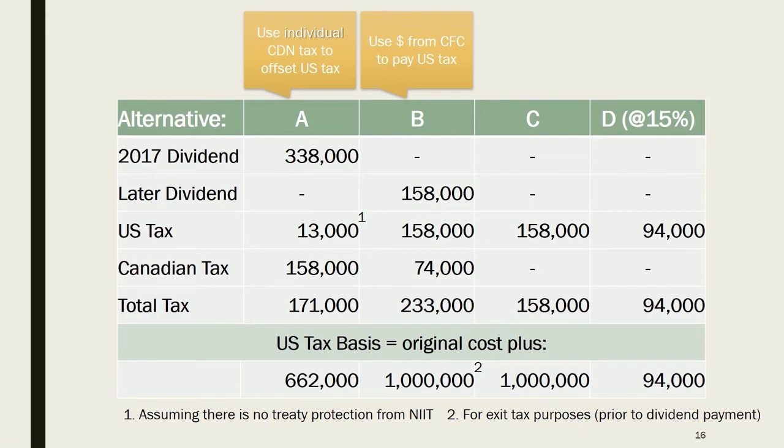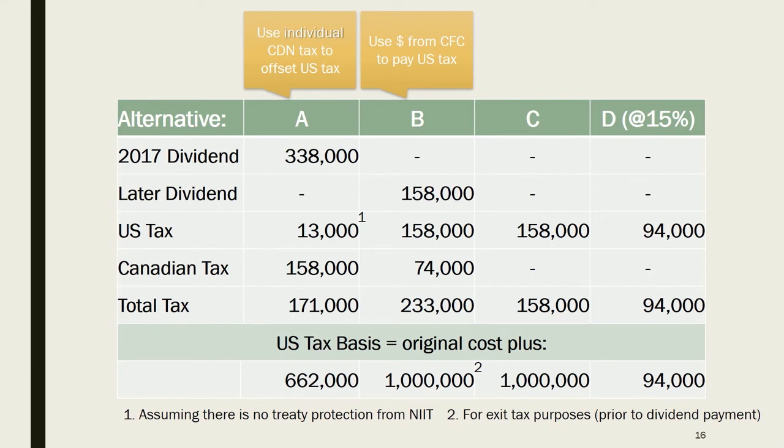Great. We're paying a total tax. You're no longer a U.S. taxpayer. Because you're no longer a U.S. taxpayer when you make the distribution, really when you want to worry about your basis is for the exit tax. After that, your U.S. basis doesn't make any difference. So at the time you renounce, you haven't yet paid the $158,000 dividend, so your U.S. tax basis is $1 million.